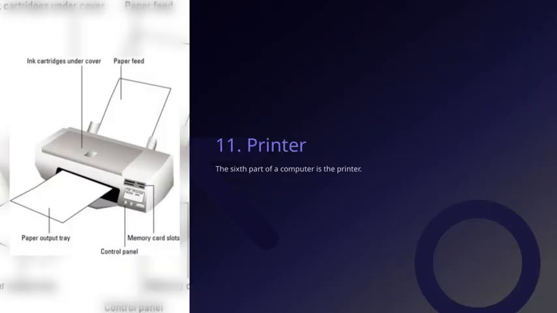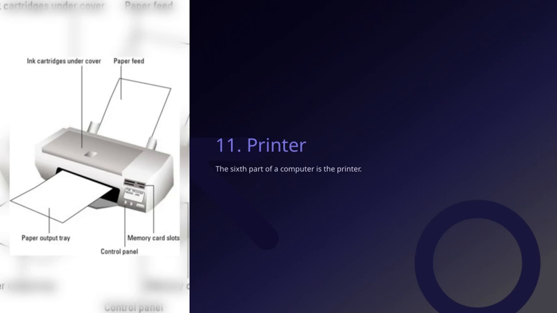Now, moving on to the sixth and final part of a computer, which is the printer. The printer is an essential device because it allows us to convert digital documents into physical copies. Whether it's a report, a photograph, or a presentation slide, the printer makes it possible to have a tangible version of digital content. It's a key component that bridges the gap between the digital world and the physical world.